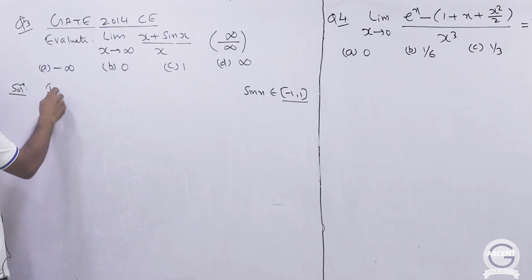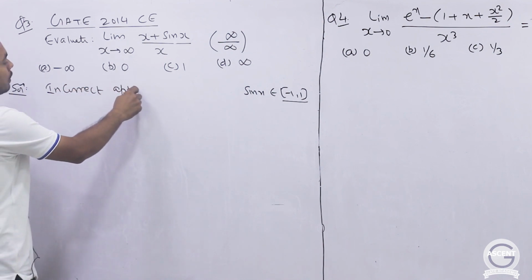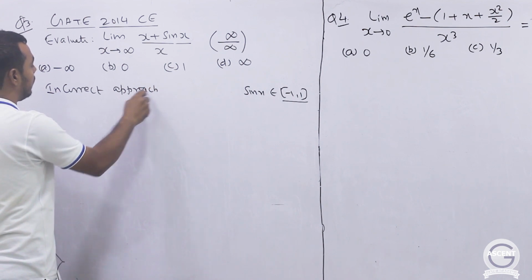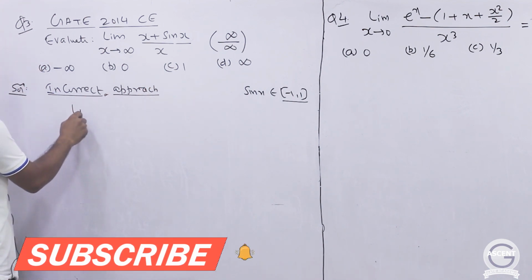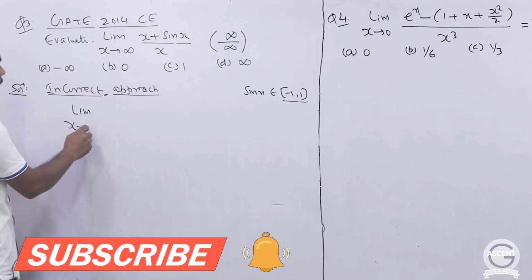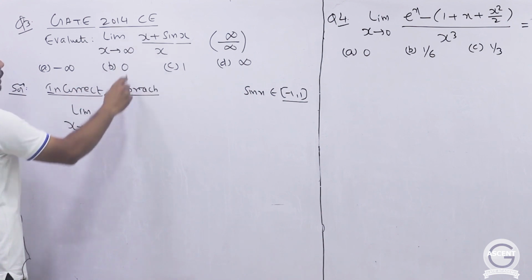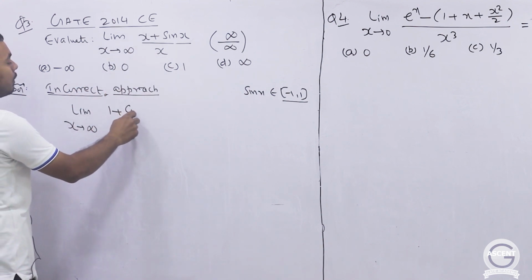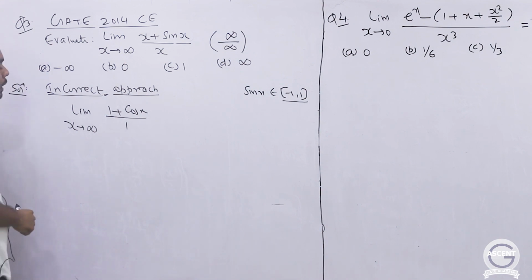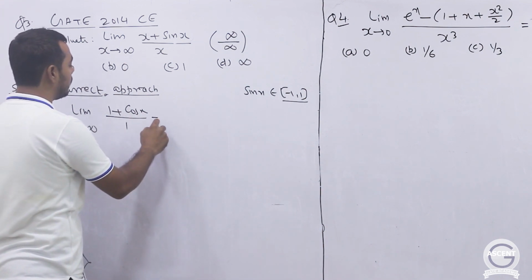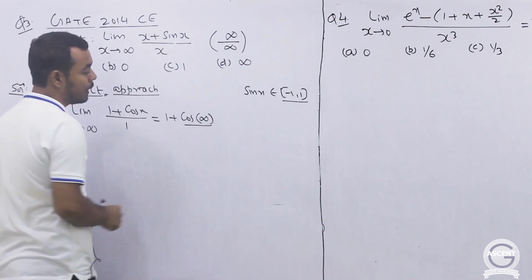First let us see what is the incorrect approach, or what is the problem with this L'Hopital rule. Suppose I apply L'Hopital rule here, then the value of this limit will be limit x tending to infinity. In L'Hopital rule we have to differentiate the numerator and denominator separately. Derivative of numerator will be 1 plus cos x, derivative of denominator will be 1. If I place x equals infinity here, I will get 1 plus cos infinity, right?